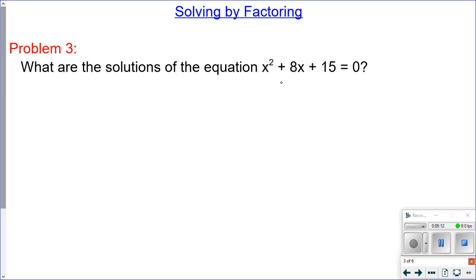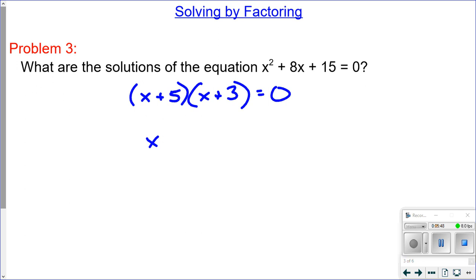All right, so I'm thinking positive 5 and positive 3, right? So that would be x plus 5 times x plus 3 equals 0. If you haven't learned how to factor a trinomial, then I have another video you can go back and look at factoring trinomials. But if you're at this stage, then I would imagine you've probably already learned this. So x plus 5 has to be equal to 0 or x plus 3. So our solution is x equals negative 5 or x equals negative 3.